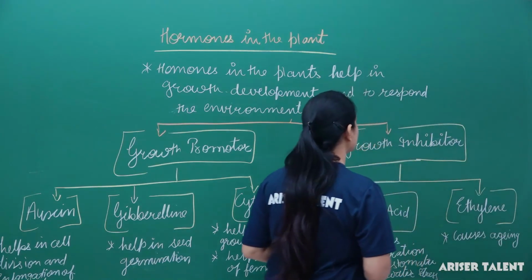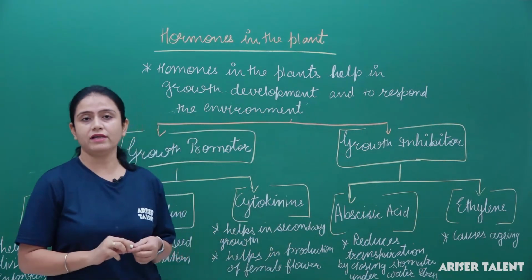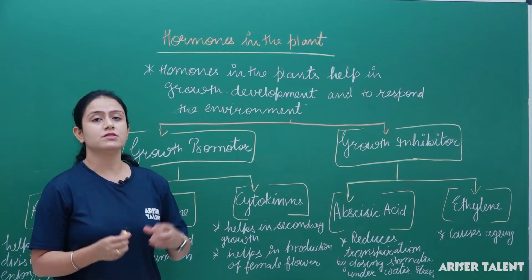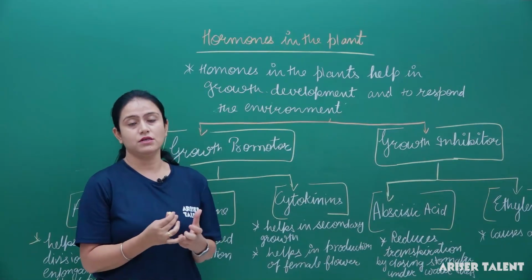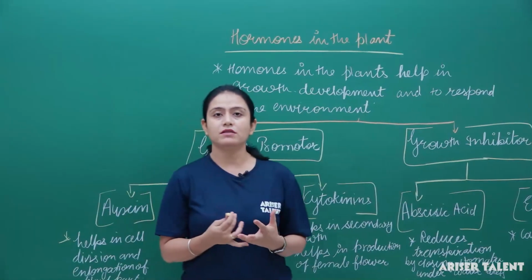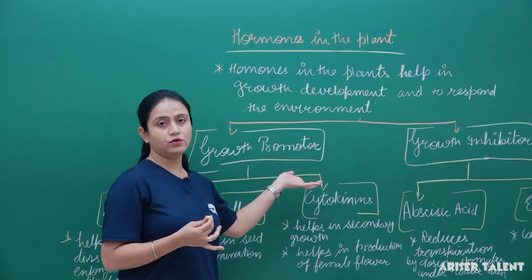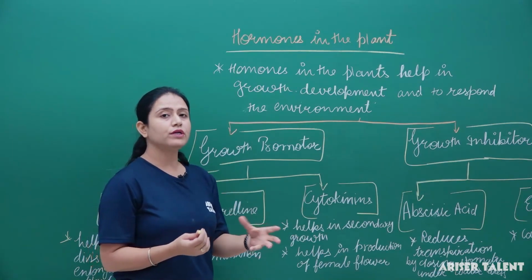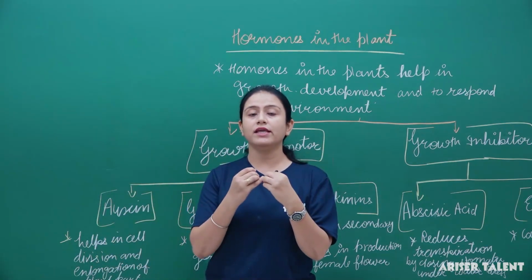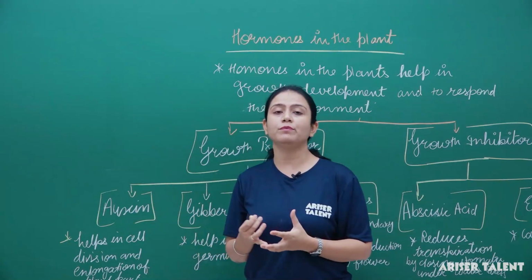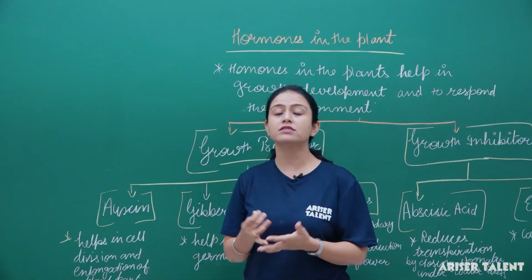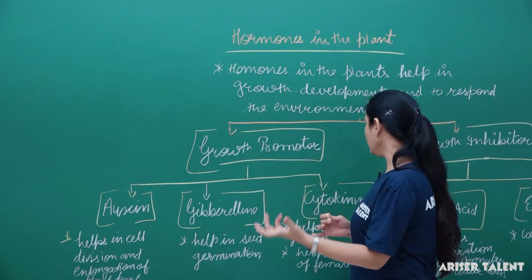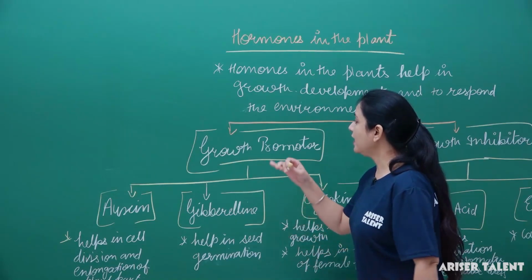Okay, so this was all about the different hormones which are very important and given in the syllabus. Generally, the hormones are the chemicals which are produced by the plants, and there are two types of hormones present in the plants. They are growth promoters as well as growth inhibitors. Growth promoters divide the cells and help to grow the different parts of the plant. They help in the production of flowers, as well as in secondary growth, and they help in germination also.